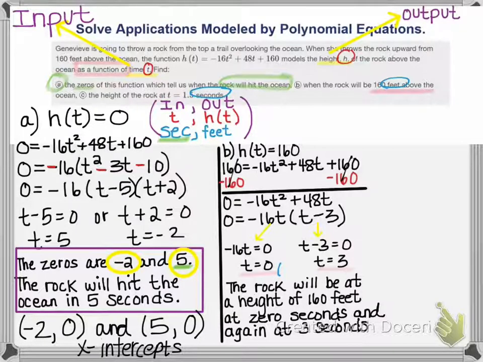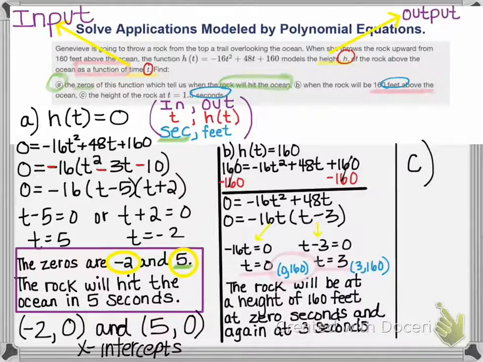Now, we can also get two ordered pairs out of this. When t equals 0, our ordered pair is (0, 160). And when t equals 3, our ordered pair is (3, 160). Because remember, it was time, height. All right. (0, 160) will later become important when we look at our y-intercept.